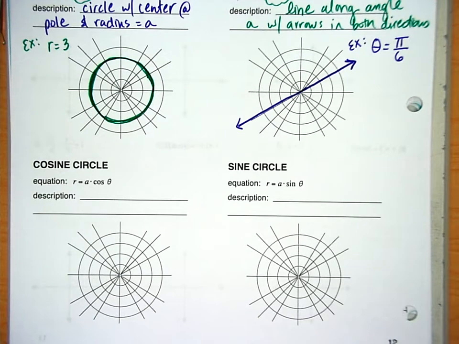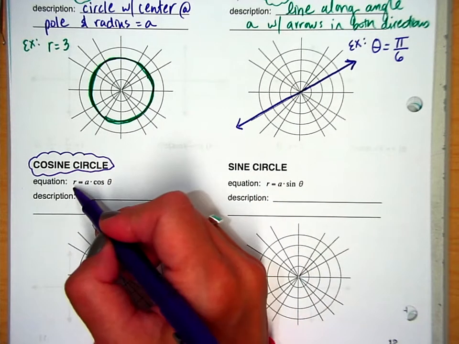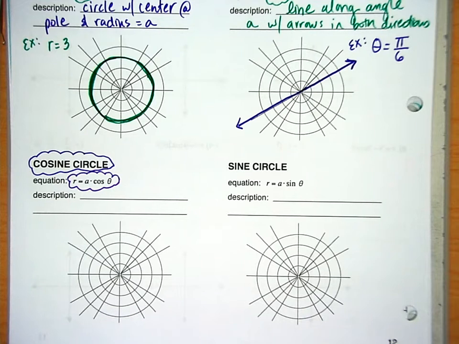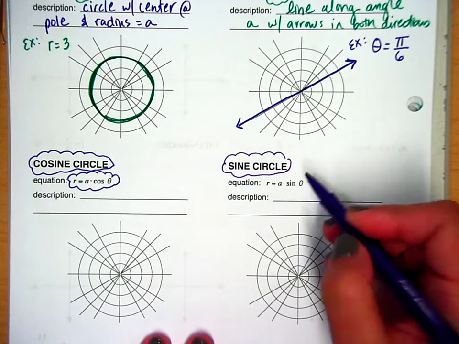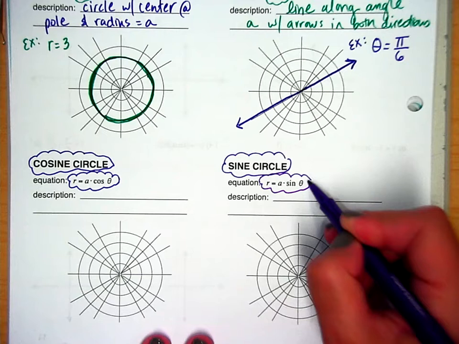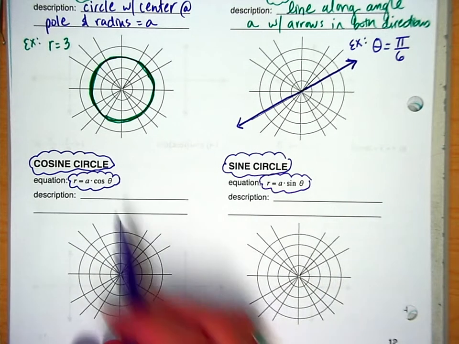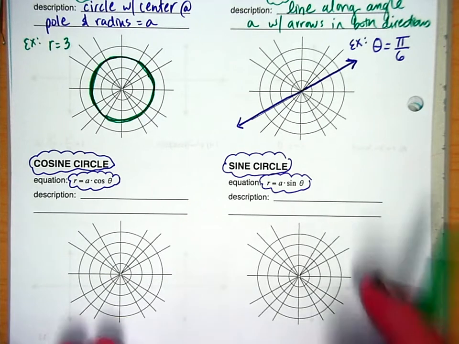All right, so a cosine circle and a sine circle. These are our next two. All right, so cosine circle, here's your equation. R equals A cosine theta. It'll have a coefficient in front, and then it's cosine. Similarly, the sine circle, same idea, but it's now A sine theta, okay? So for A cosine theta and A sine theta, very similar, just a little difference, and the difference is going to be that symmetry that I mentioned up at the top.